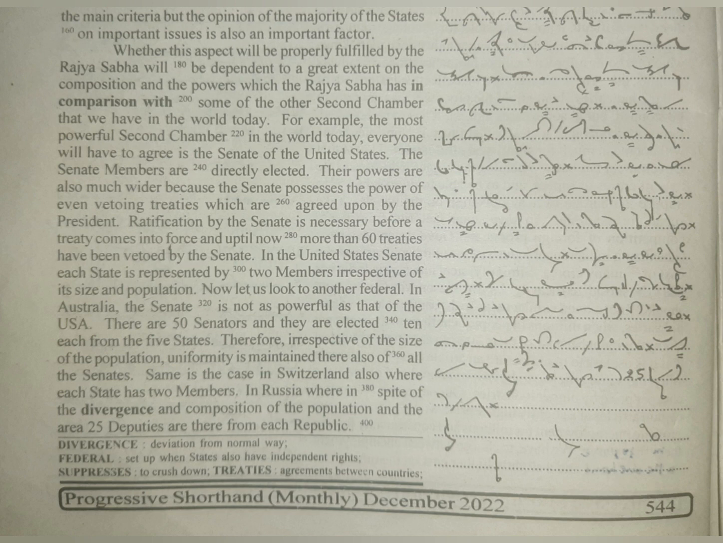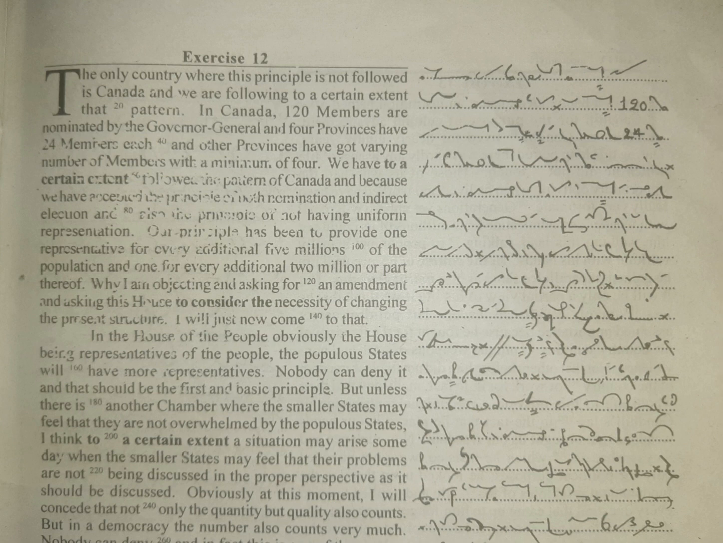In Russia, in spite of the divergence in composition of the population and the area, 25 deputies are there from each republic. The only country where this principle is not followed is Canada, and we are following to a certain extent that pattern. In Canada, 120 members are nominated by the Governor General, and 4 provinces have 24 members each, and other provinces have got varying number of members with a minimum of 4.